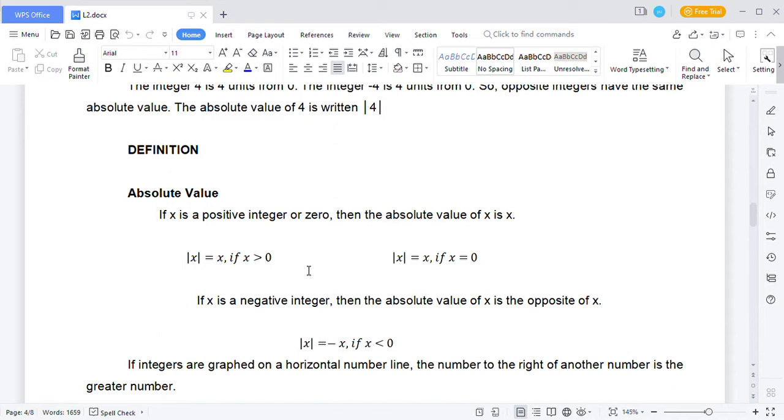Whether positive or negative, in absolute value our answer will always be positive. The absolute value of 100 is 100. The absolute value of negative 100 is still 100. That's positive. The absolute value of 50 is 50. The absolute value of negative 50 is still 50. So again, our answers in absolute value are all positive.